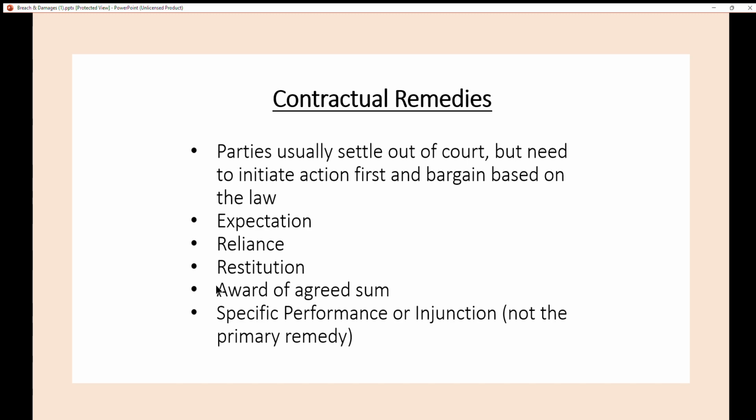And then agreed sum is like if I agree to cut your hair for $10, I cut your hair already. Now you must give me $10. I don't care about expectation loss or reliance loss. I just want the agreed sum. Sometimes all this money is not enough. I want you to perform.